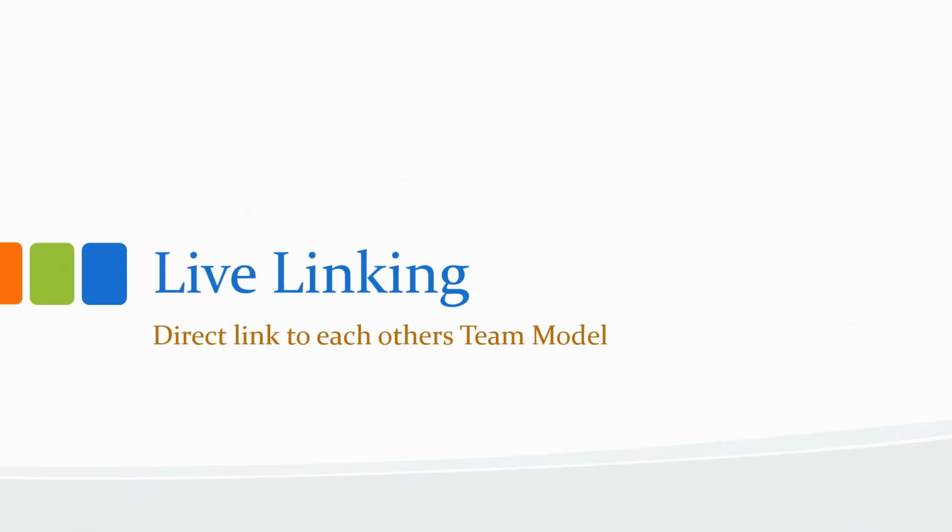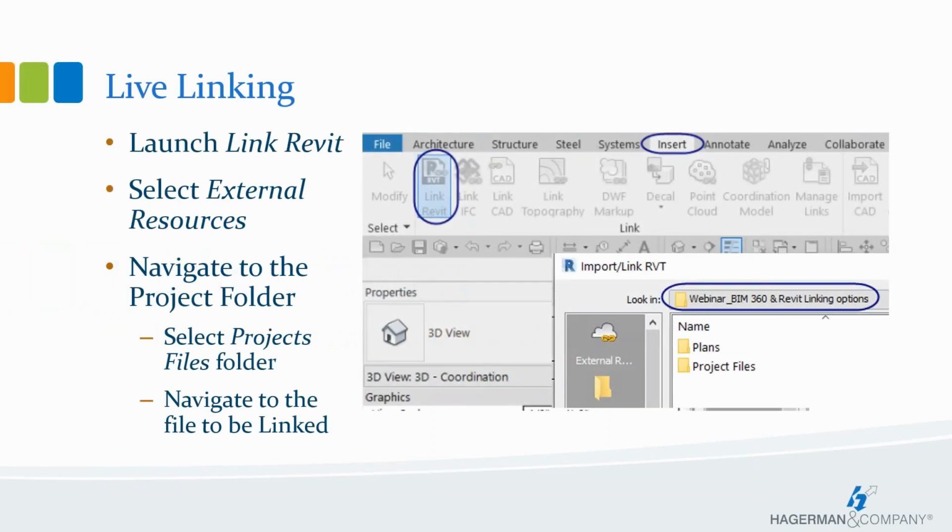So the first thing we're going to look at is live linking, a direct link to another team's model. If within your company you have a project model that's split up and you want to reference each other's Revit model, live linking is a good option. You'll quickly see the changes in the live link model. This can also be used for different teams or disciplines. However, those other teams will need, at a minimum, viewing permissions to your team's folder.